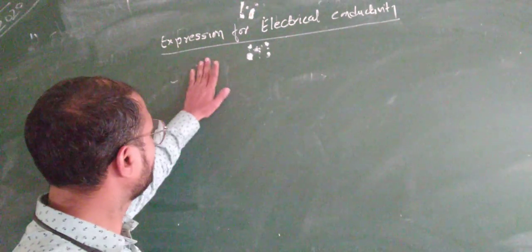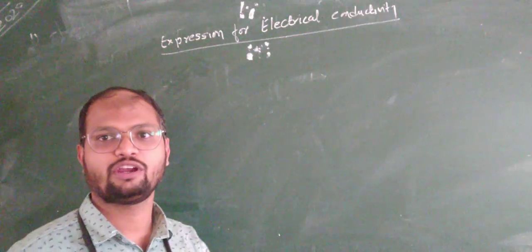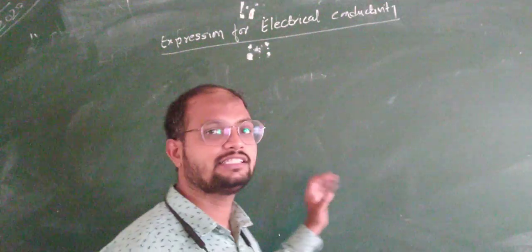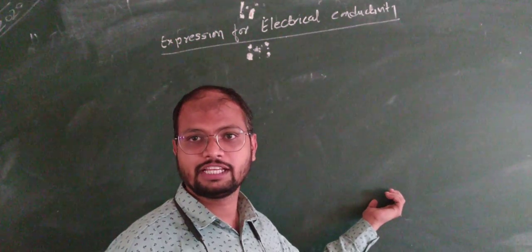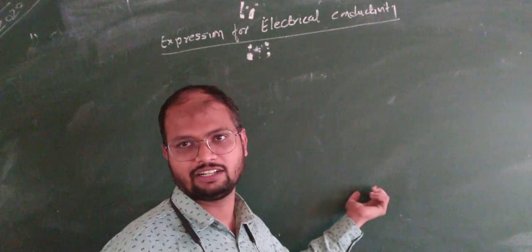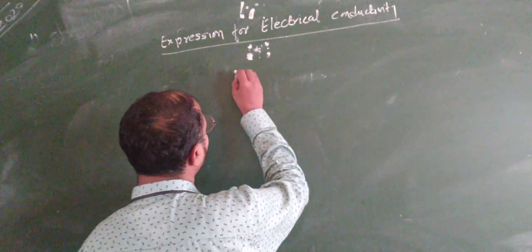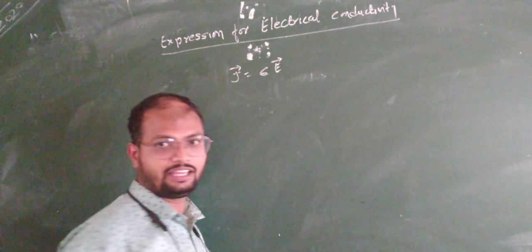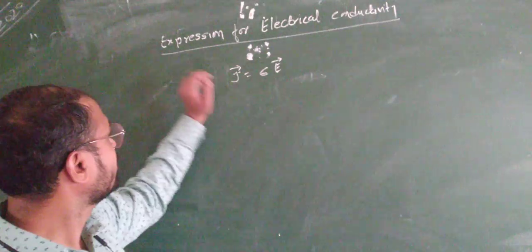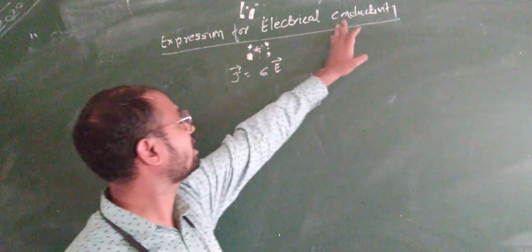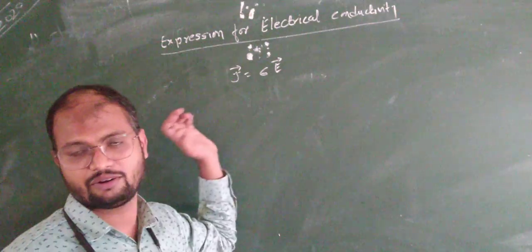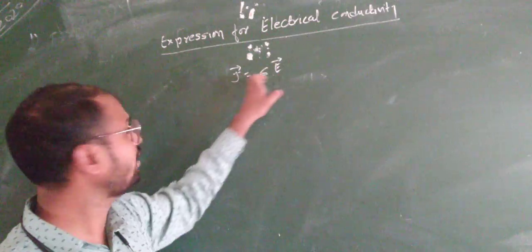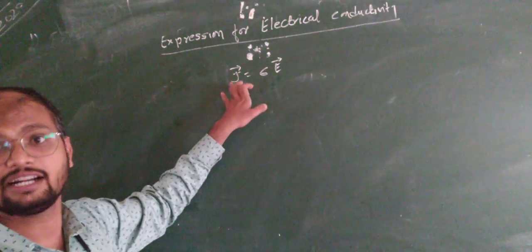Okay, so in the previous lecture we found the modified Ohm's law, that is current density J is equal to sigma into electric field E. Now we have found the expression for electrical conductivity, that is sigma. Sigma is the electrical conductivity, E is the electric field, and J is the current density.